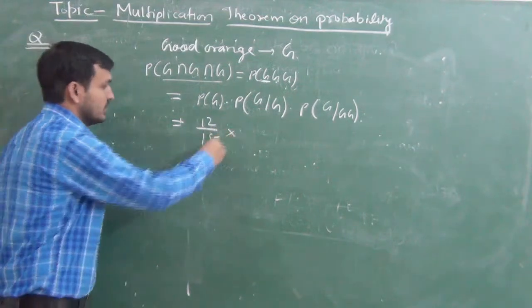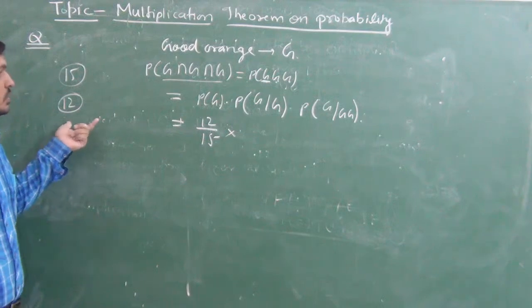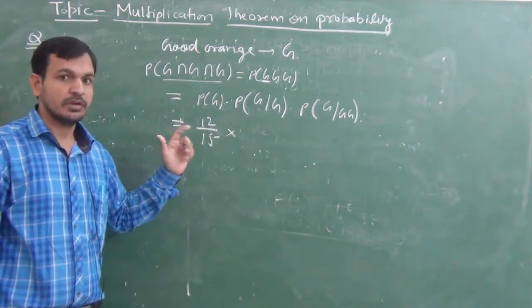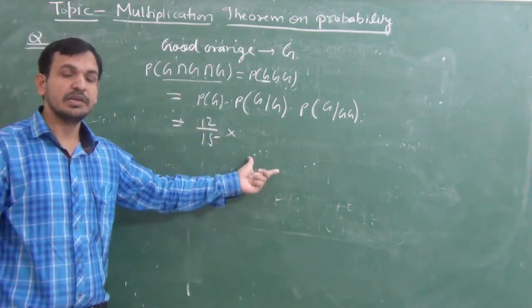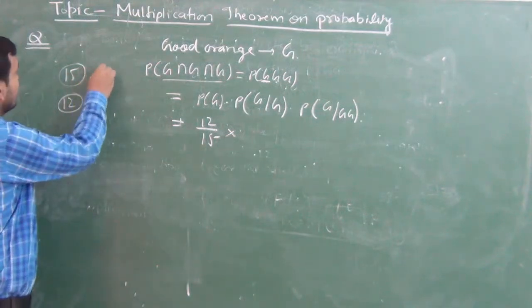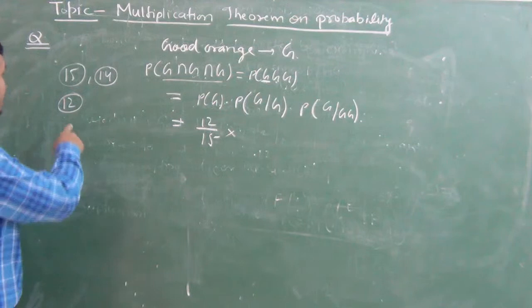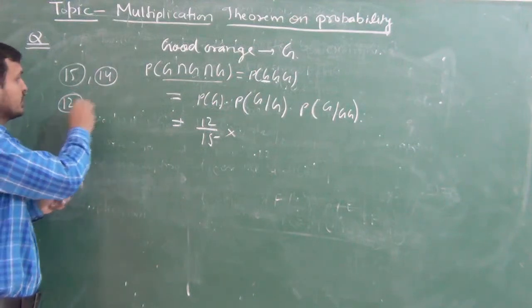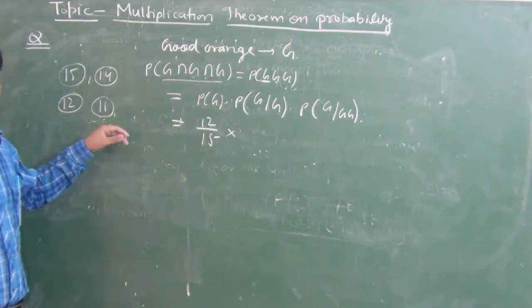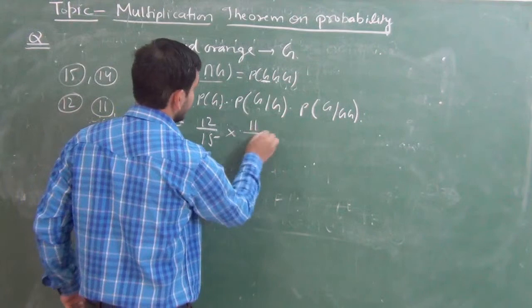Now since the experiment is going on without replacement, if we take out another orange from the remaining oranges, then after taking out one orange, now we have 14 oranges in total, and after taking out one good orange, now we have only 11 good oranges. So the probability of getting the second orange as good orange is 11 by 14 only.